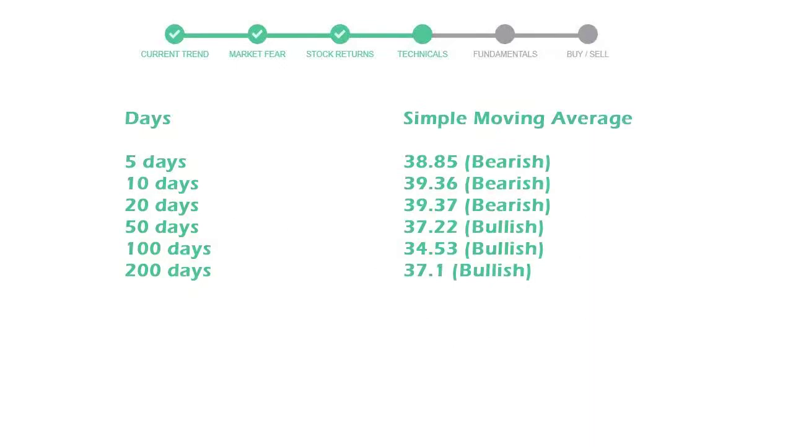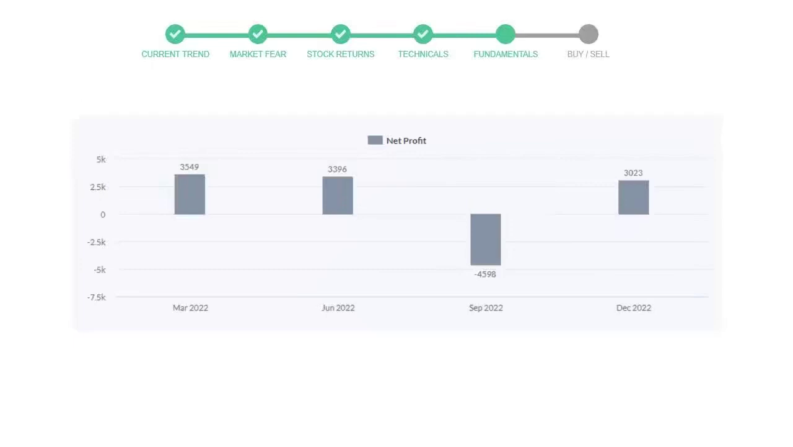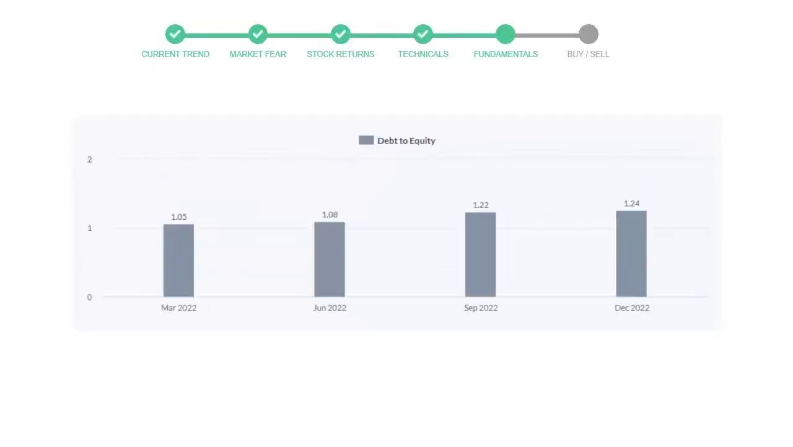Let's have a quick glance at fundamentals. Recent quarterly revenue of Comcast is $30,552 million. The profits are $3,023 million. The current equity to debt number is 1.24.